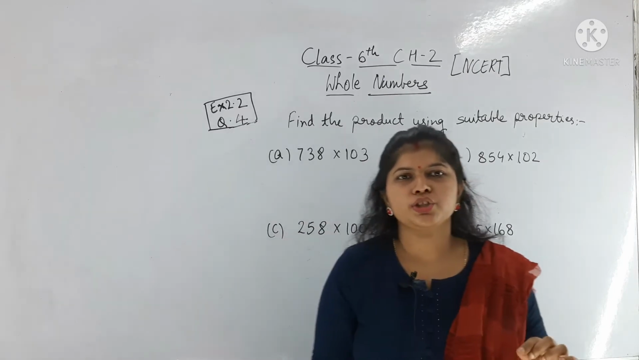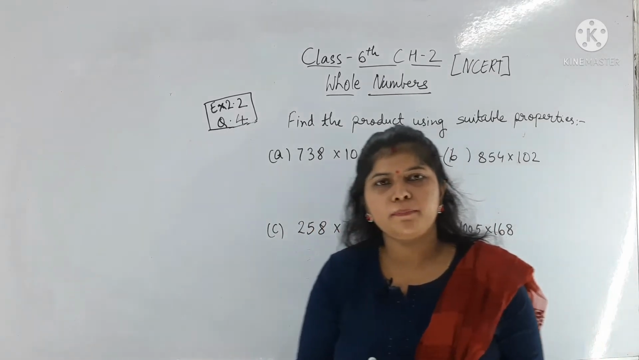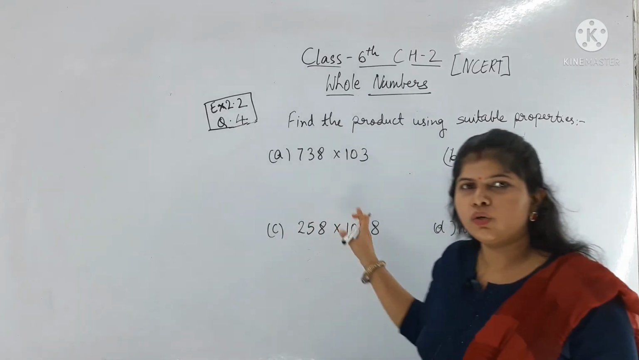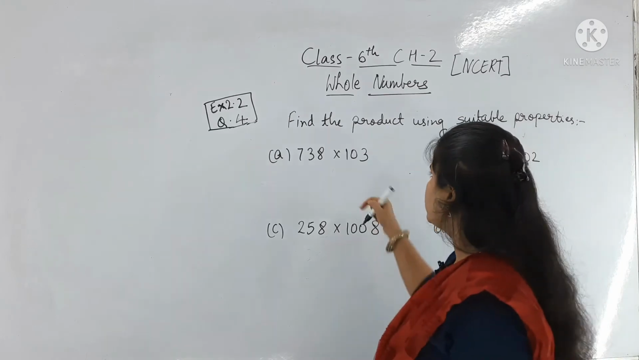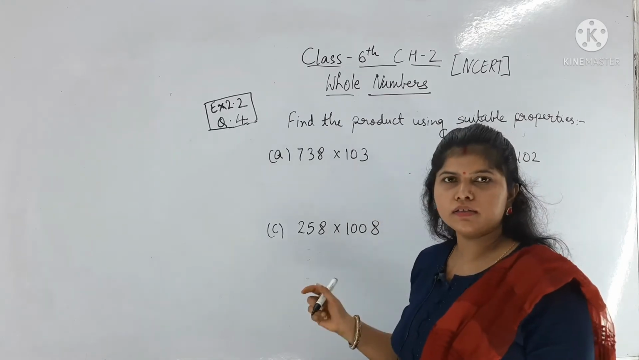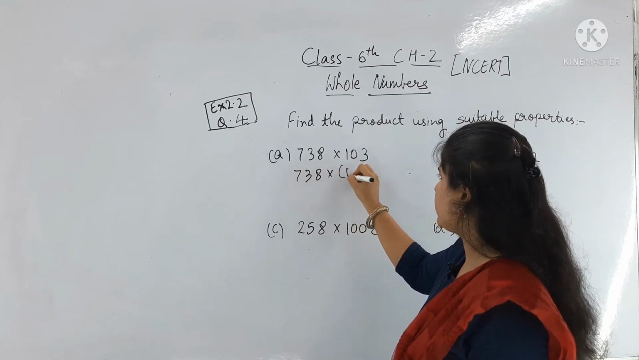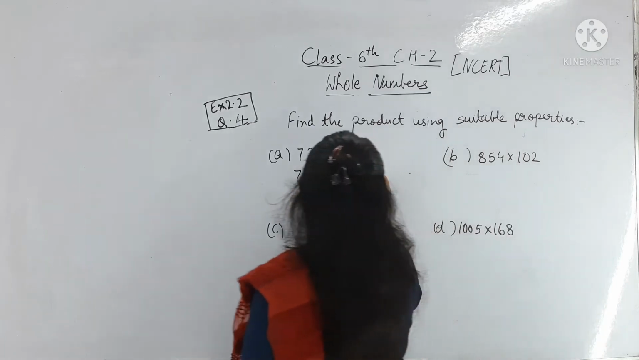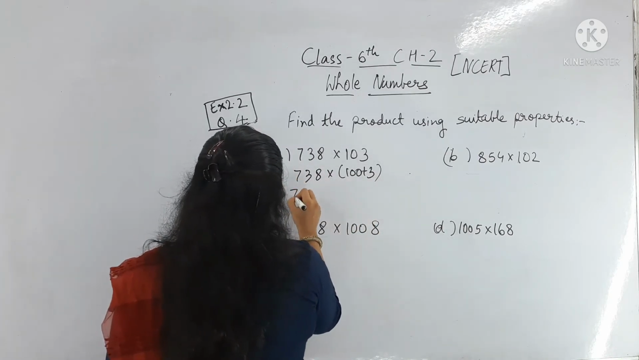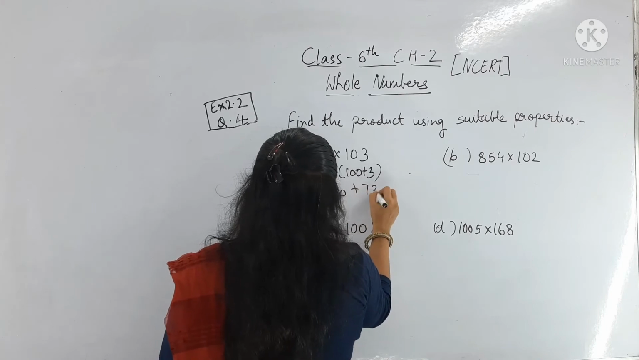Here is question number 4, the next question. You have to find the product of the following using suitable properties. So we know the distributive property. 103 I can expand as 100 plus 3. Like this you have to write in expanded form, 100 plus 3. Then I am getting 738 into 100 plus 738 into 3.